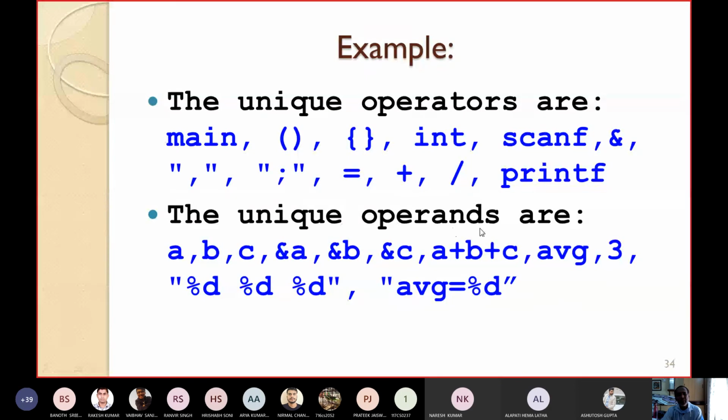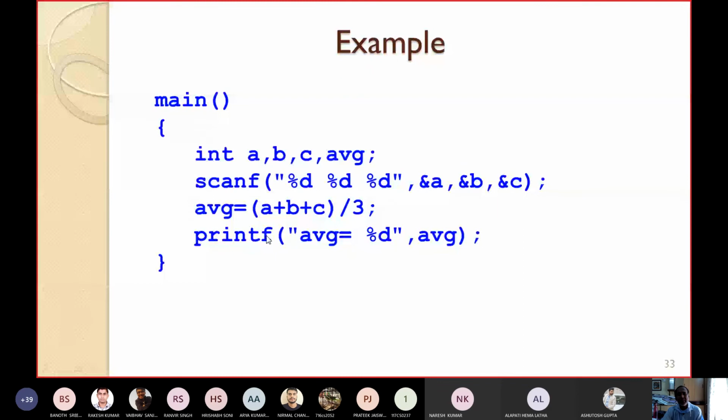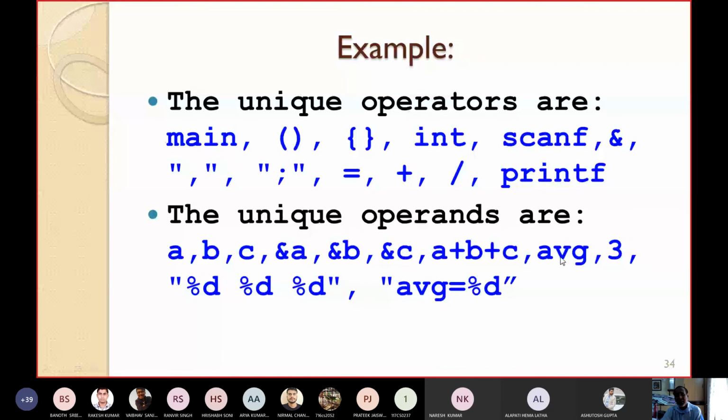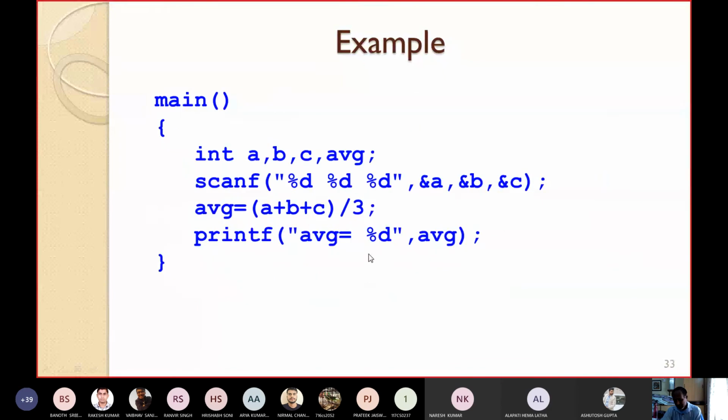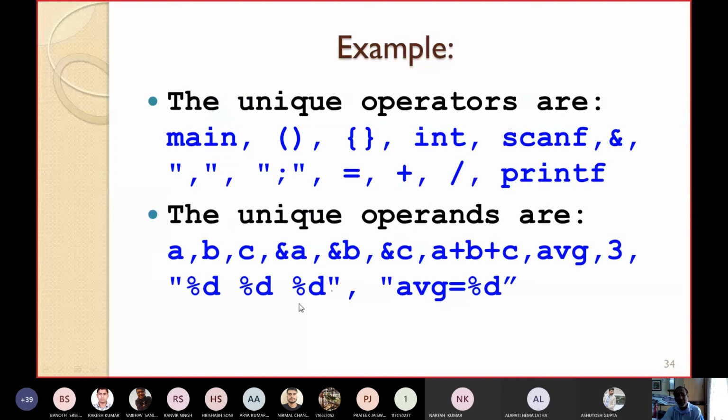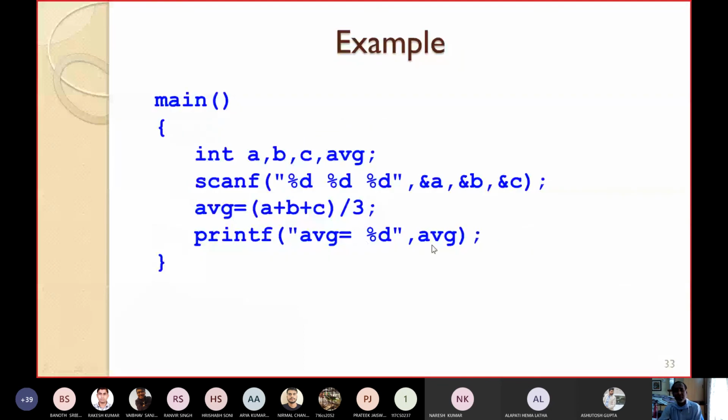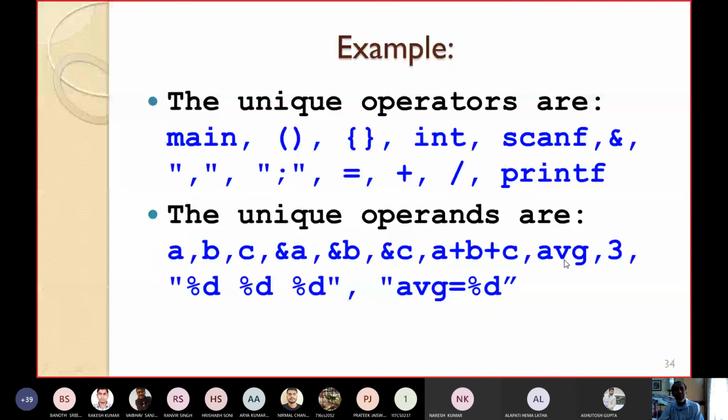Similarly, the unique operands. Here, what are the unique operands? C, ampersand A, ampersand B, ampersand C, A plus B plus C also treated as one operand, average 3, then percentage d, that is also taken as one operand, then average is equal to percentage d, this is also taken as one operand. Similarly, average is also taken as one operand. Like this, first we have to identify the unique operators, then the unique operands.